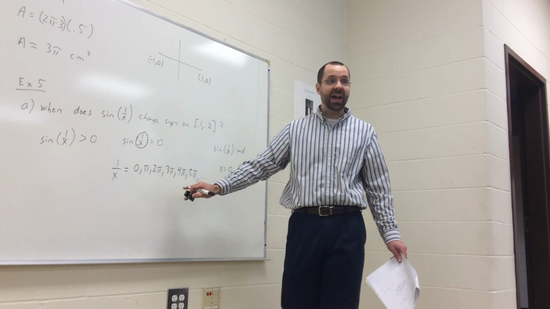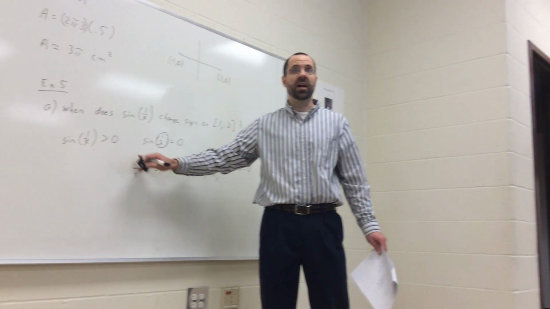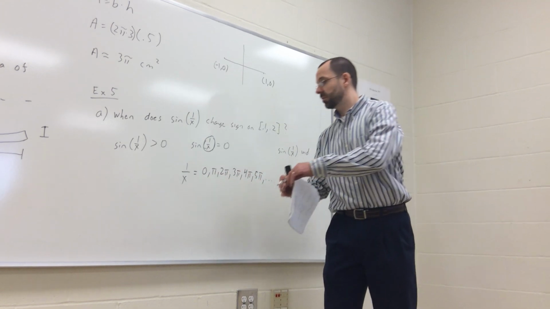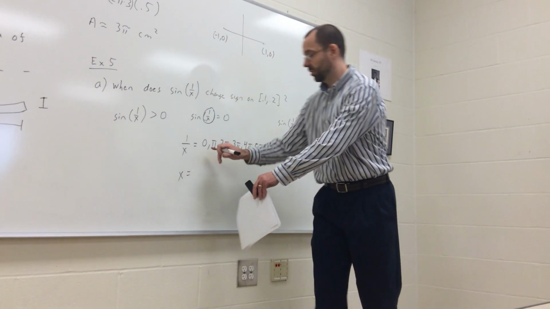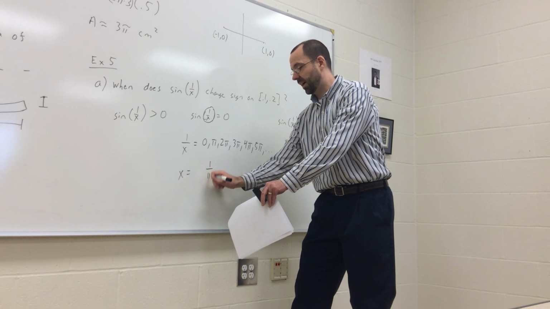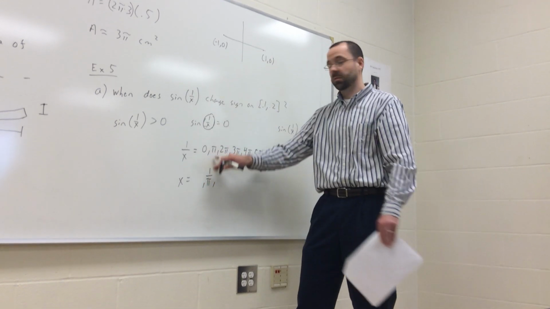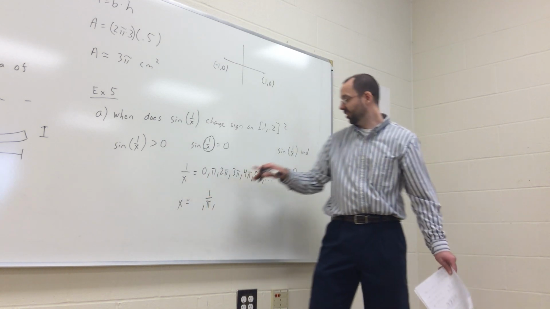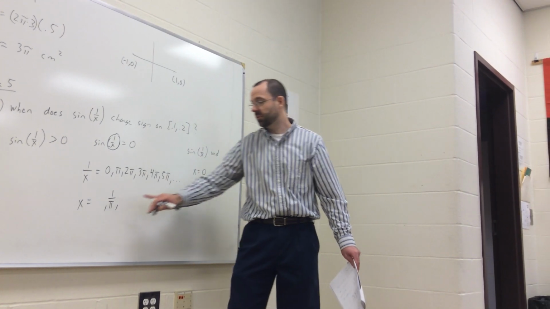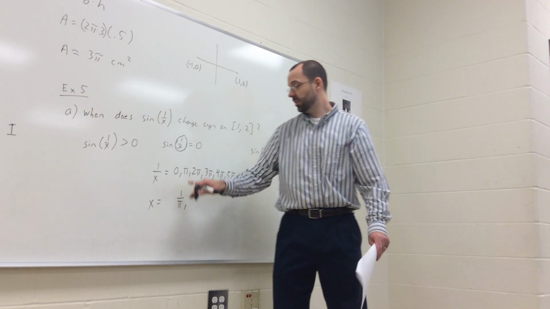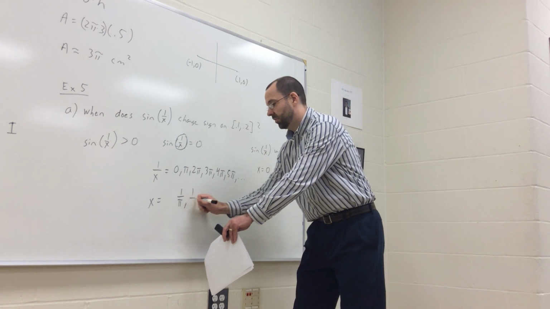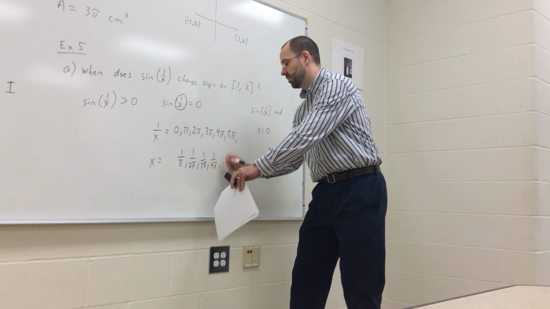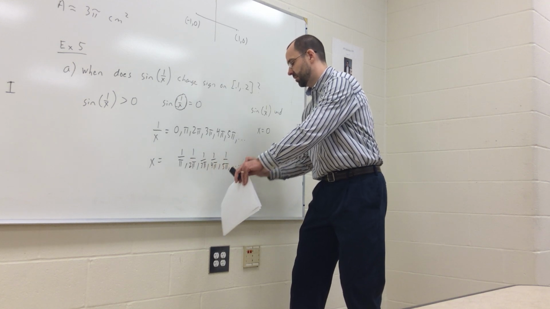But really, we need to solve for x, right? So now we have 1 over x, so we're going to take the reciprocal of both sides. So x equals, well, this one would be 1 over pi, right? I'm avoiding this one because I can't take 1 over 0. Well, we already knew that. We already have that here. So we've already kind of talked about that. So we have 1 over pi, 1 over 2 pi, 1 over 3 pi, 1 over 4 pi, 1 over 5 pi, et cetera.